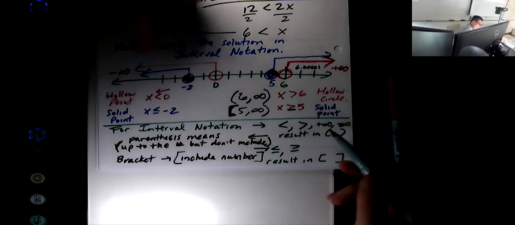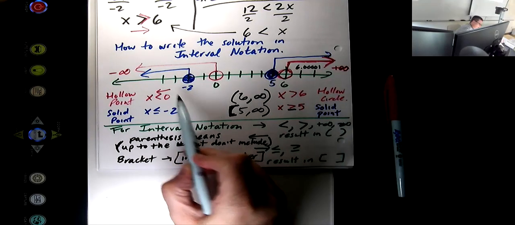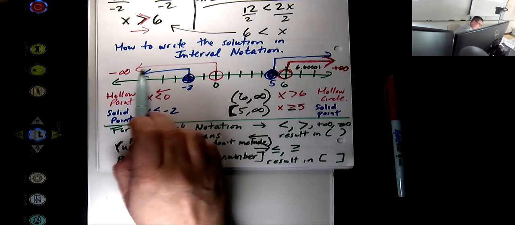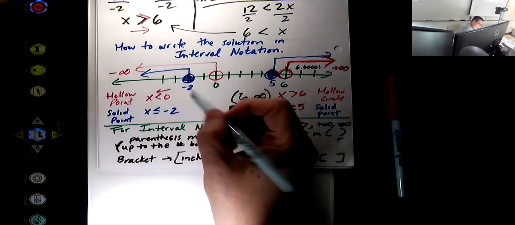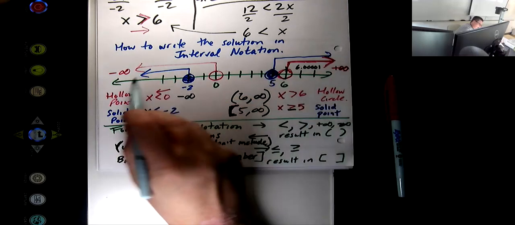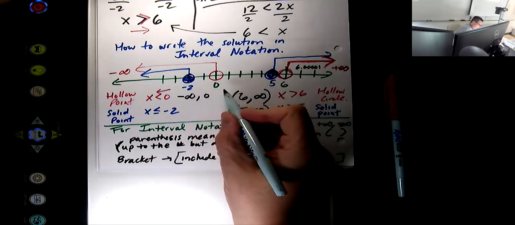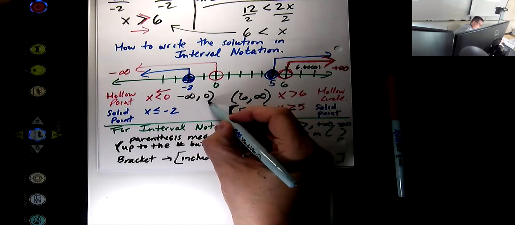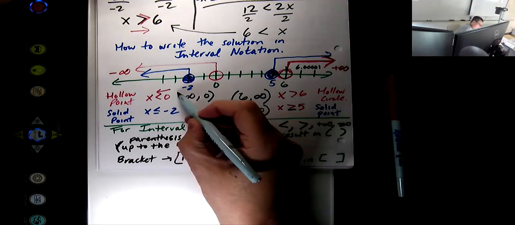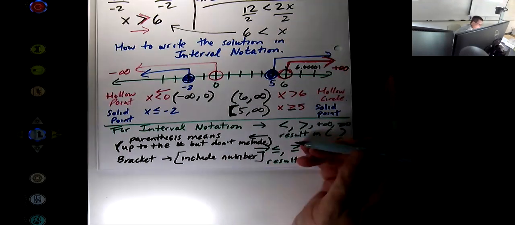If I do X is less than 0, I'm looking at this red line right here, it starts at negative infinity. And it keeps going up to 0 and it stops at 0. It doesn't include 0, so I'm going to use parentheses. And the infinities always get parentheses.